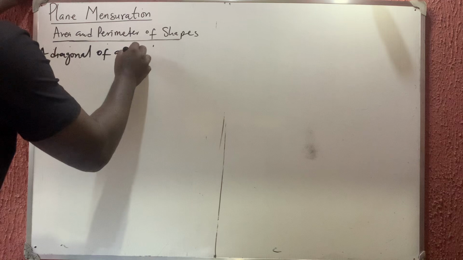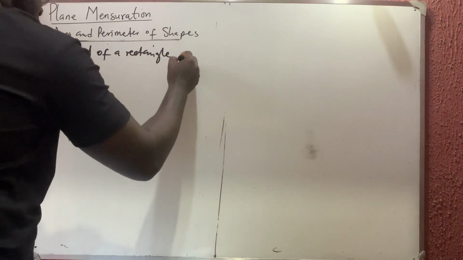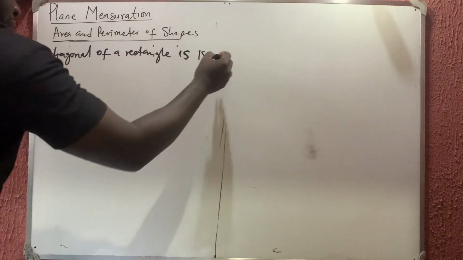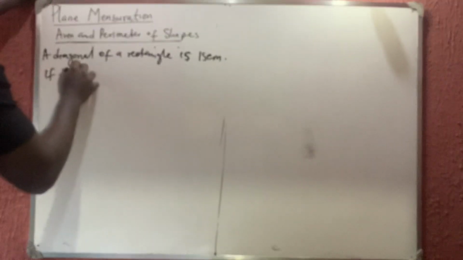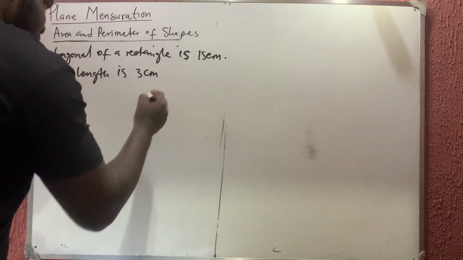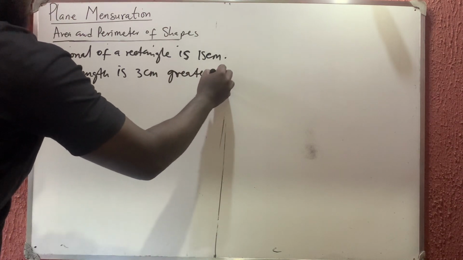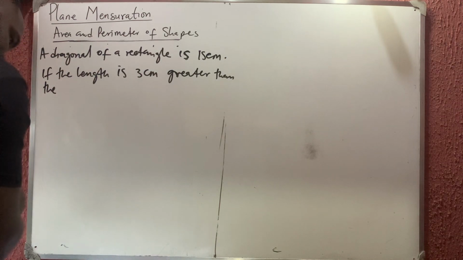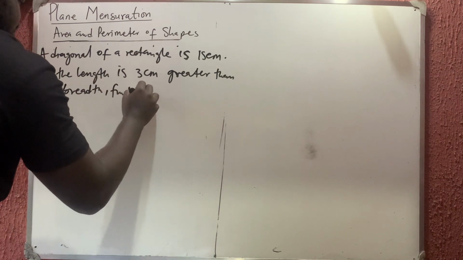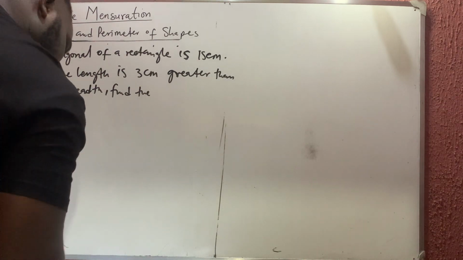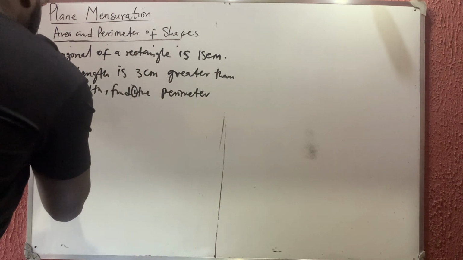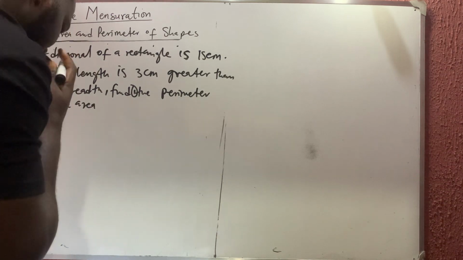A diagonal of a rectangle is 15 cm. They now say that if the length is 3 cm greater than the breadth, find the perimeter, then the area, okay, of the rectangle.